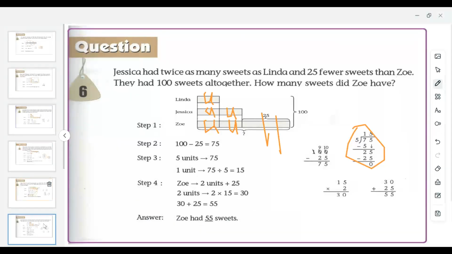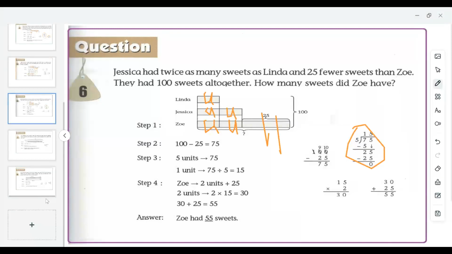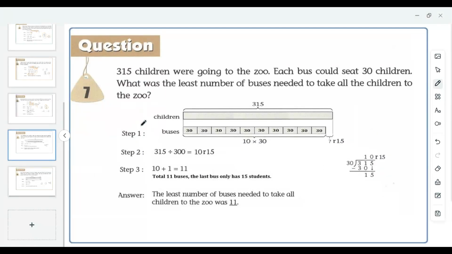Okay? Now let's have a look at the number 7 and 8 if we have time, which is your homework this week. But we can just have a quick look first. 315 children were going to the zoo. Each bus could seat 30 children. What was the least number of the buses they needed to take all the children to the zoo?